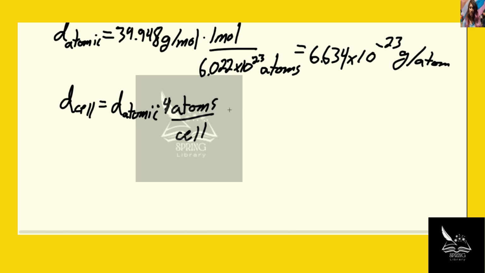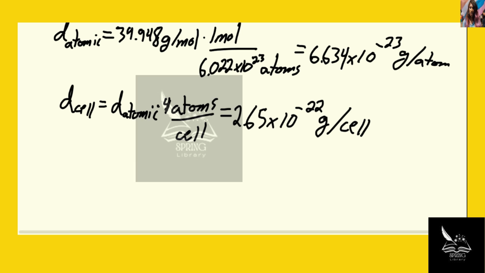And if we multiply by 6.634 times 10 to the negative 23, we get a very small number, which should come as no surprise, which is 2.65 times 10 to the negative 22 grams per cell.